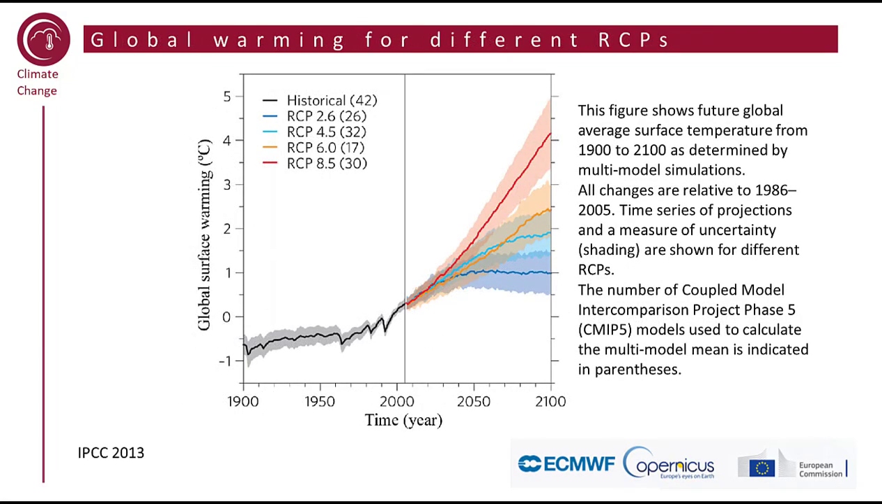We will discuss uncertainty, confidence, and robustness using this figure. This figure shows future global average surface temperature from 1900 up to the end of the century. All changes are relative to 1986-2005. The figure shows time series of projections and a measure of uncertainty, the shading, for each of the different RCPs. In parentheses, you'll find the number of models that are used to determine the temperature changes.